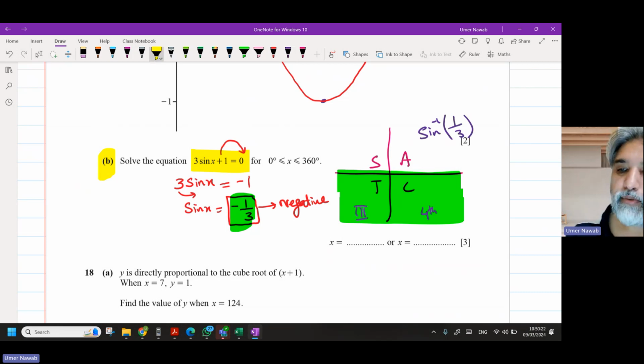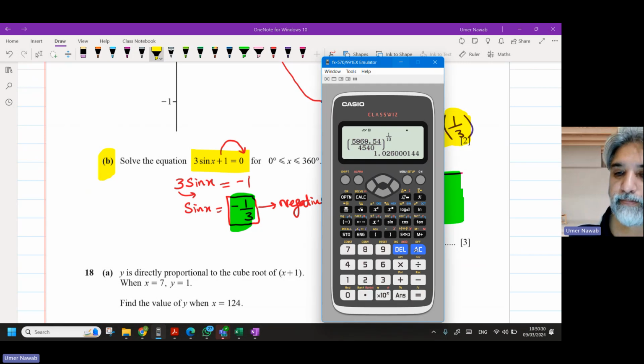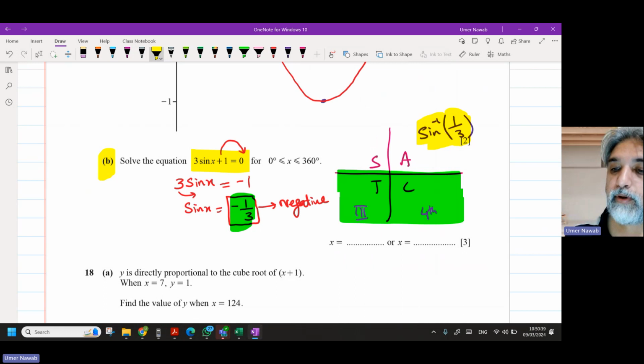Maybe it wonders you why Mr. Omar didn't write the minus sign. Guys, whenever I want to find a basic acute angle, don't write the negative sign. So shift sine of 1 over 3, shift sine 1 divided by 3, that gives you 19.47. This is my basic angle.